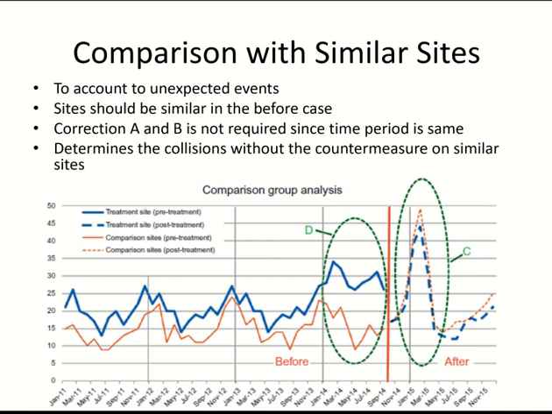You compare the data of your site to the similar sites, and you see if there was a sudden drop or sudden increase in these sites or not. So if all the sites are showing, for example, a sudden increase in the crashes, then it's not because of something you did at the site. It's something which happened everywhere. Clear? Okay. So comparison with the sites, and you should compare with the sites which do not have your countermeasure.